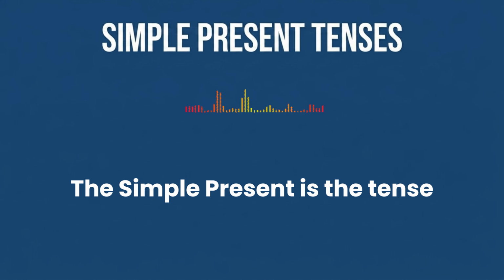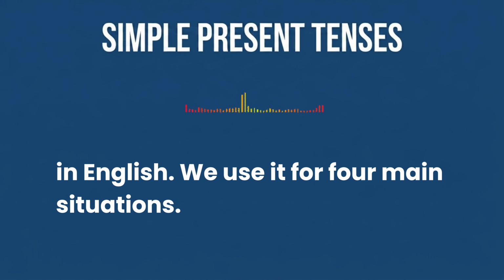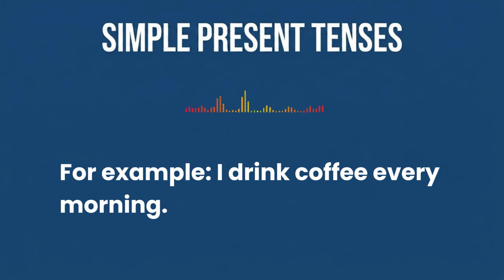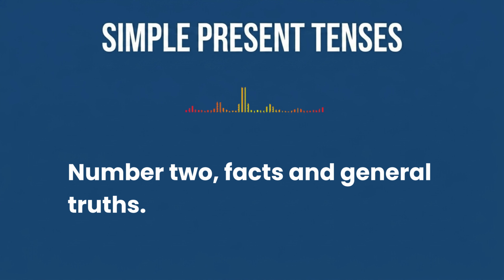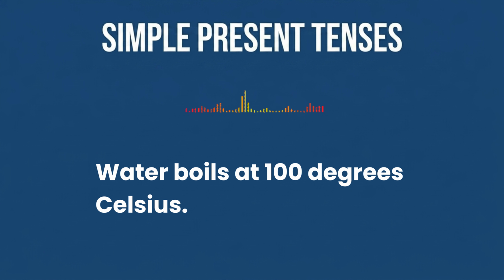The simple present is the tense you'll use more than any other tense in English. We use it for 4 main situations. Number 1, habits and routines. For example, I drink coffee every morning. Number 2, facts and general truths. For example, the sun rises in the east. Water boils at 100 degrees Celsius.